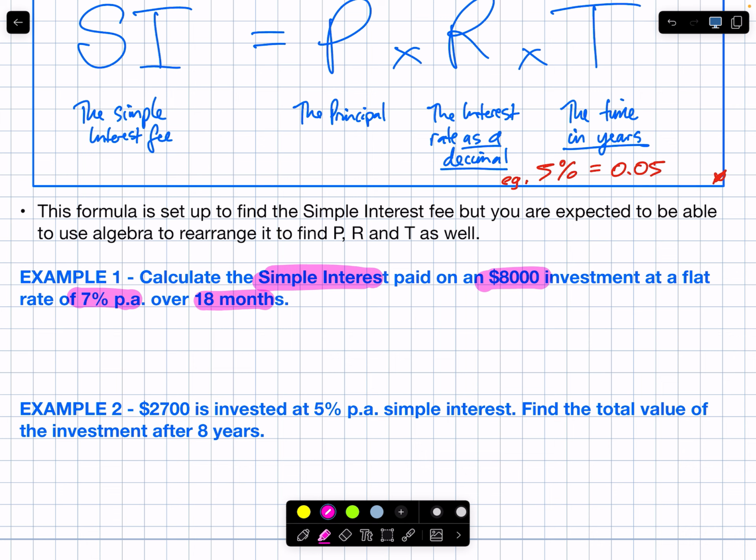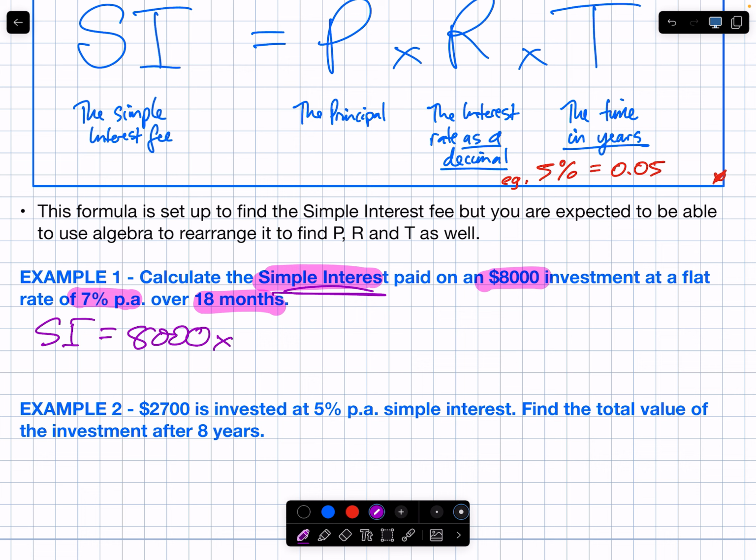Because T stands for the time, okay? So let's enter what we know. I'm not giving you a formula that finds all the variables. I'm just giving you SI, but this is asking to find the SI. So SI is equal to principal. What was the principal? $8,000 times by flat rate of 7%.